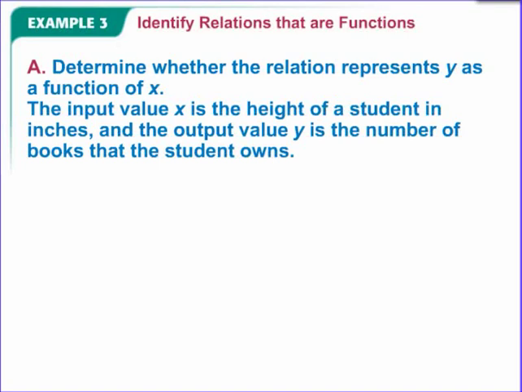It says determine whether the relation represents y as a function of x. The input value x is the height of a student in inches, and the output value y is the number of books that a student owns. So x is the height of a student in inches. Y is the number of books that a student owns.